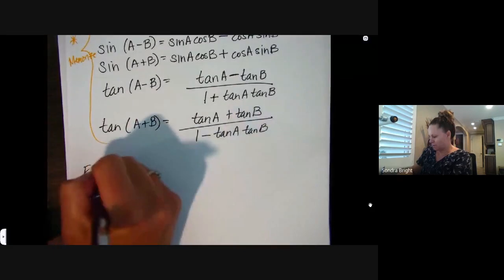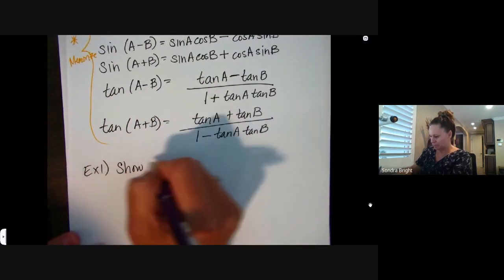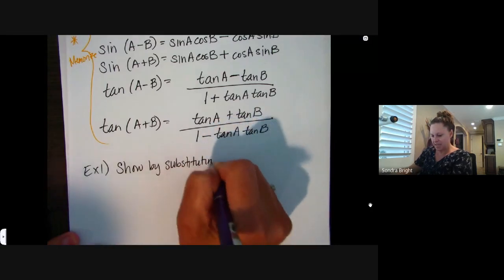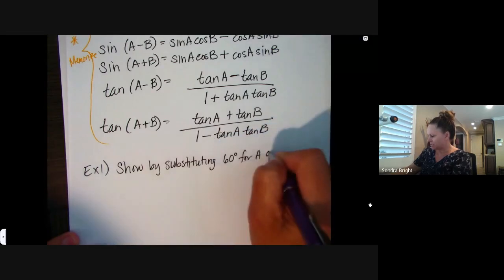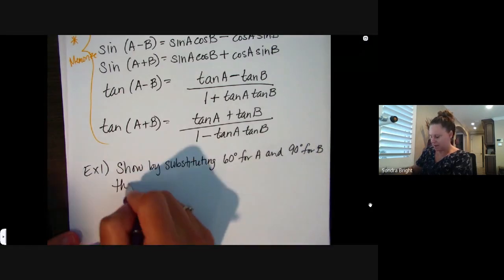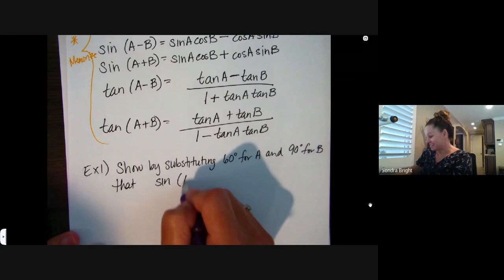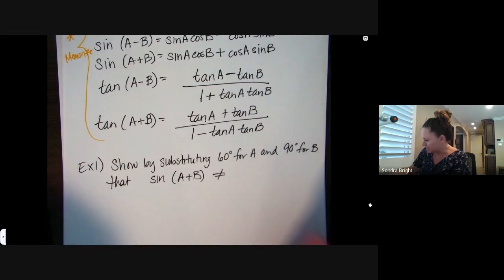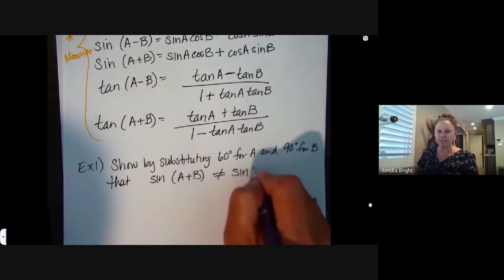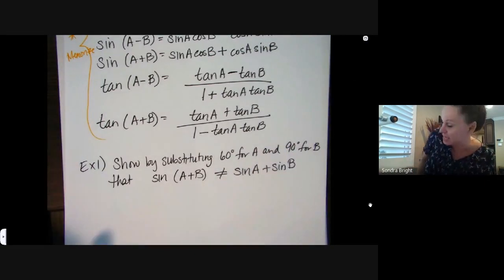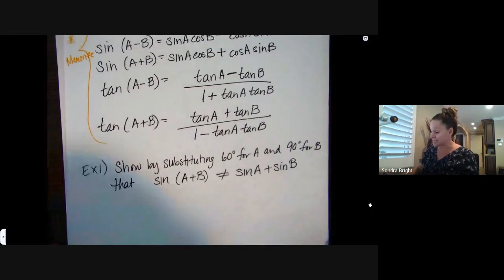Let's show by substituting 60 degrees for A and 90 degrees for B that sine of A plus B is not just distributing sine into both of those, it is not equal to sine of A plus sine of B. Because that's what you want to do, right? You see this and you're like, oh, I'll just distribute. Well, it's not. It's equal to a sine, cosine, same sign sandwich instead. But let's show it. Let's actually plug some values in, and I'll prove to you that this is not true.